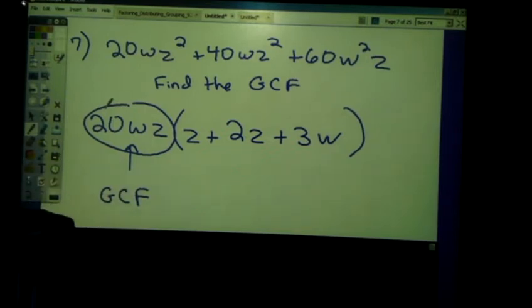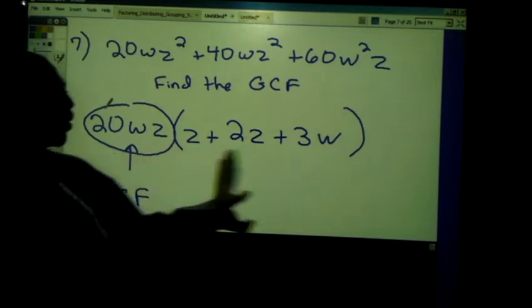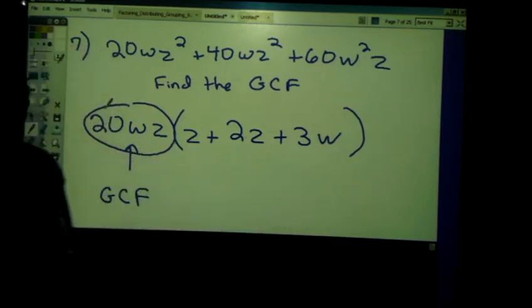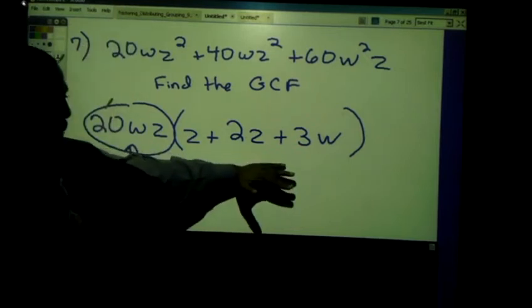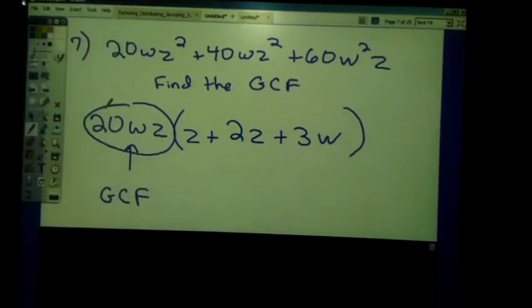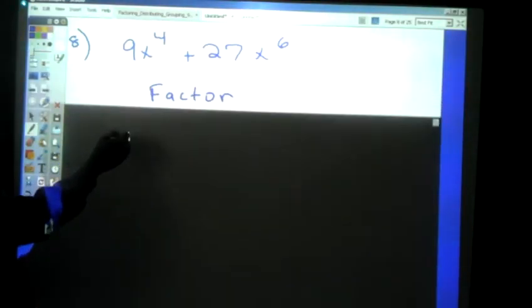Now, if the directions tell you to factor, you also got to find out what's in parentheses. You got to find out what do I multiply my greatest common factor by to get my original problem. That would be this. Okay? But this problem, they just ask for the GCF. But this one we need the factor.